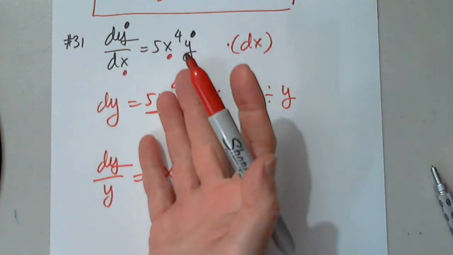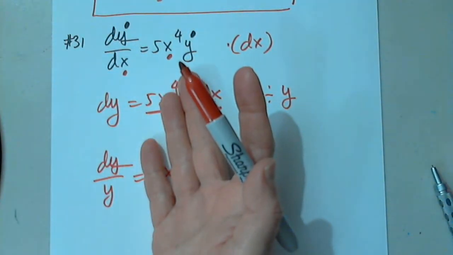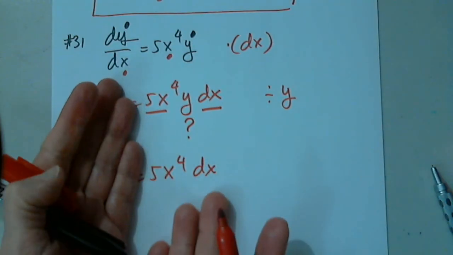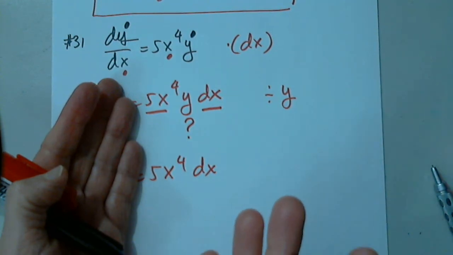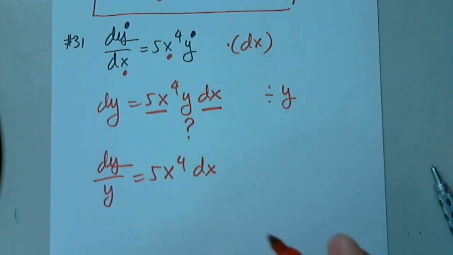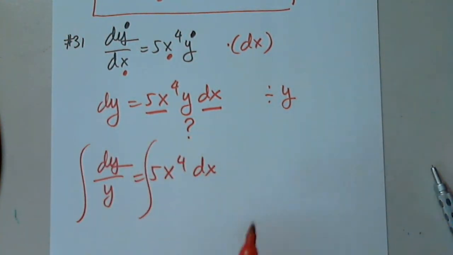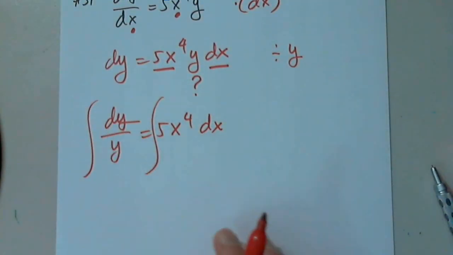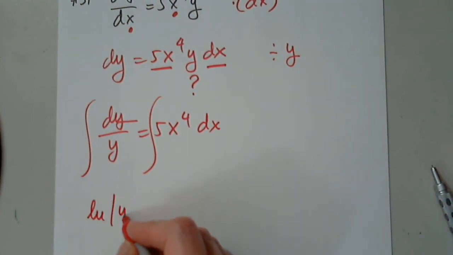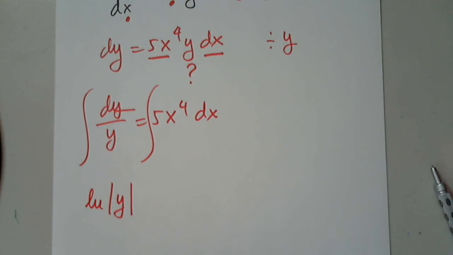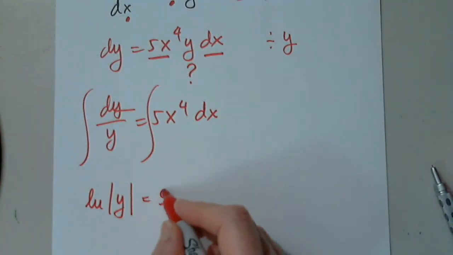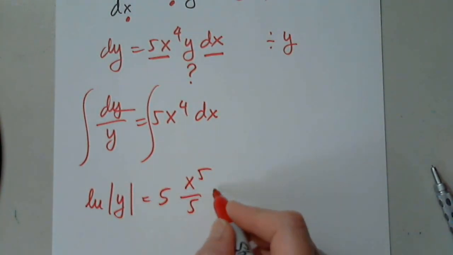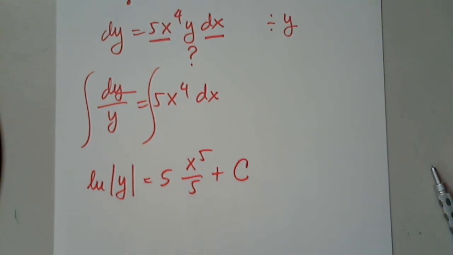Now this is very clear. I will integrate this side with respect to y. I will integrate this side with respect to x. I will use only one constant. Like before, a few minutes ago, this is natural log of the absolute value of y. Here I have 5x to the 5th over 5 plus a constant c.